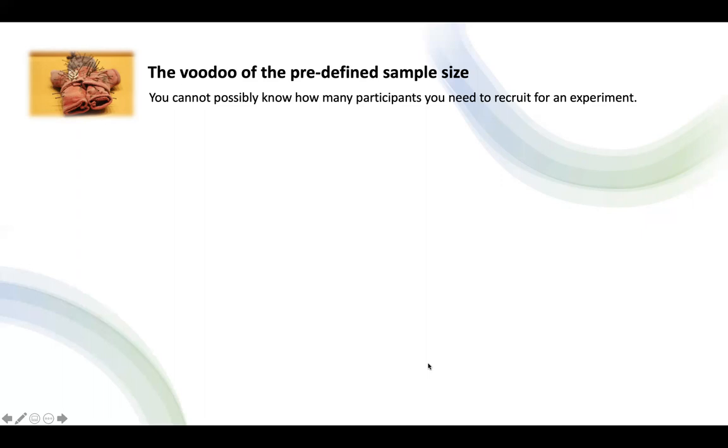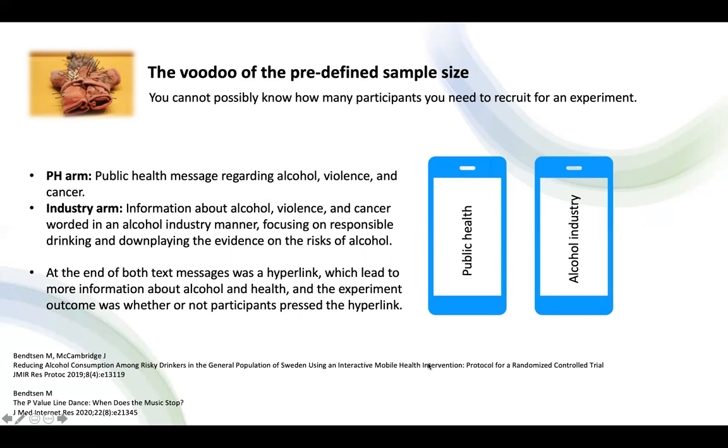This stuff is very interesting. So this is a trial that we did. It was not meant to actually test this hypothesis, but it sort of showed the weirdness of power calculations. In a trial, we randomized people to two arms. In one arm, they received a public health message about alcohol, violence, and cancer, sort of explaining the risks involved. In the other arm, they also got information about alcohol, violence, and cancer, but we worded the text message as the alcohol industry would. That is, downplaying the complexities, making it seem like, well, there is some connection, but it's quite hard, and sort of responsible drinking is good, and so on.